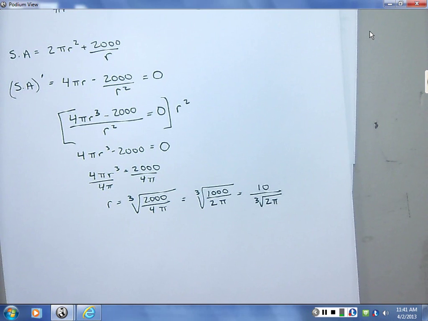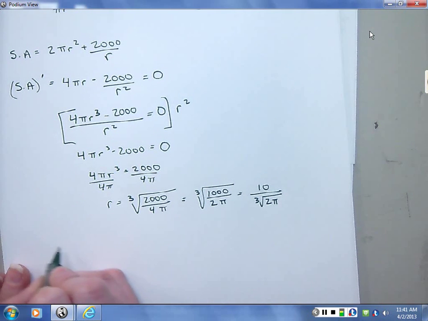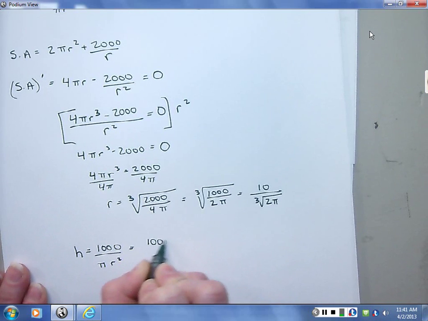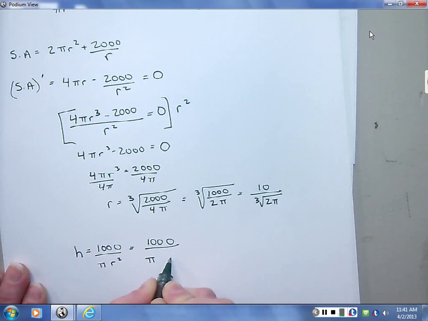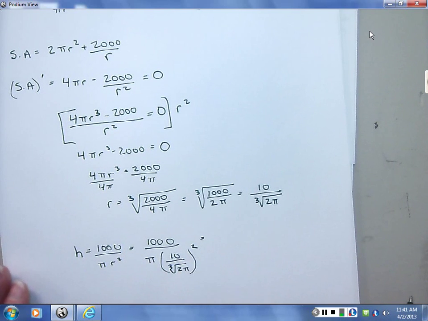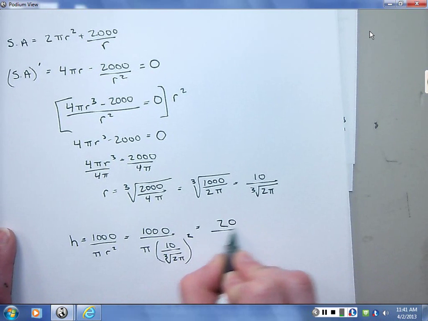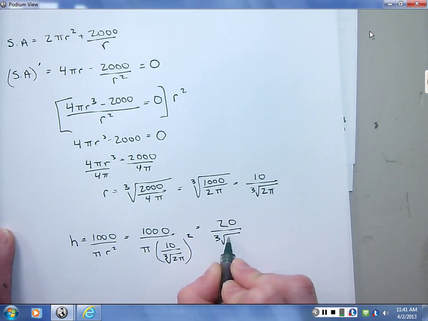So on a test, we put that in our calculator. You could just leave it at this. If you put it in your calculator, that's fine. On the test, your numbers will be a little nicer. Okay. So we have r, and recall that we have this formula, h is 1,000 over pi r squared. So if I want to solve for h, I have 1,000 over pi times 10 over the cube root of 2 pi, squared. So if I go through and simplify, it turns out I get 20 over the cube root of 2 pi.